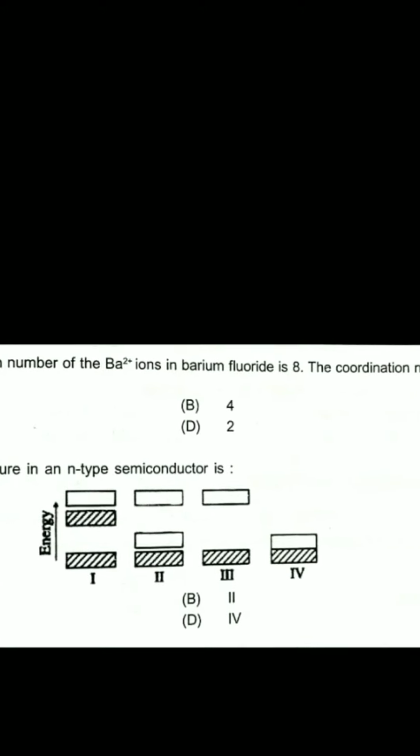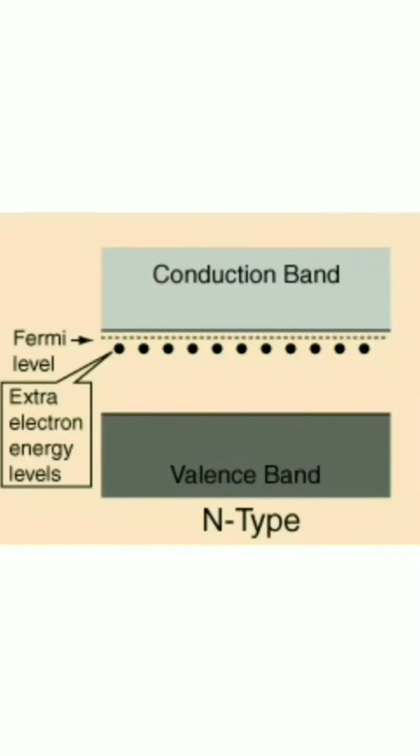Number 10 question. The band structure in an n-type semiconductor is? This is because a large energy difference exists between the valence band and conduction band. In case of a semiconductor, an addition of an impurity results in the n-type semiconductor.